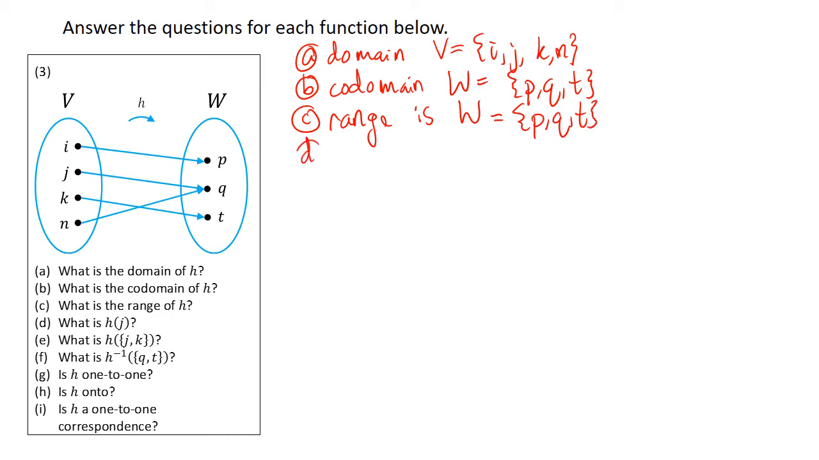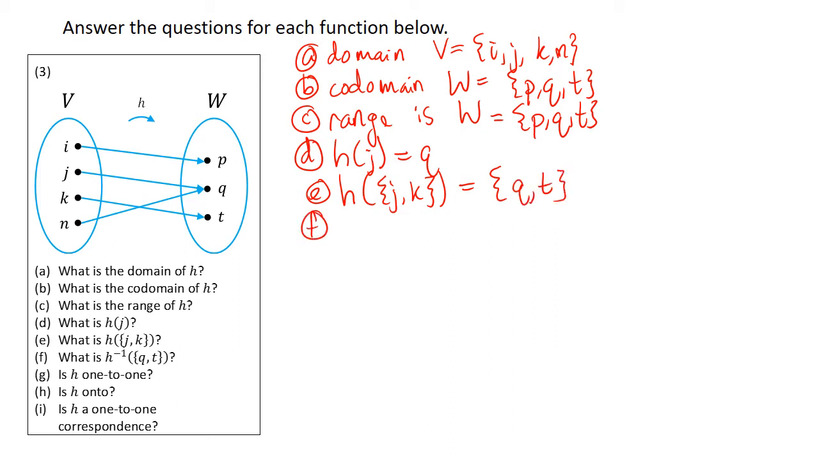Okay, part D, what is H of J? So you just follow the arrow from J over to Q. Part E, what is H of the set containing J and K? So you're looking at what arrows go from J and also from K, and then you answer as a set. So that is going to be Q and T.